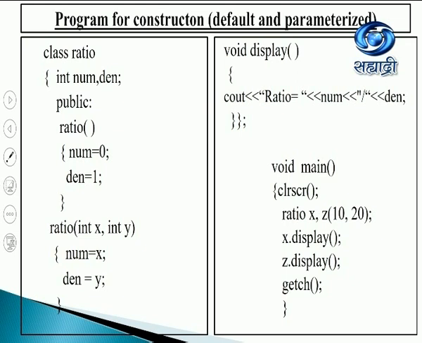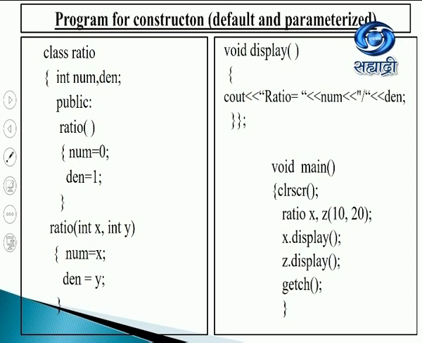I've taken a class ratio. Ratio obviously has a numerator and a denominator, so I have used variables num and den. In public, I have ratio. Since ratio has the same name as the class name, it is a constructor. And since I'm not passing any parameter to it, it is a default constructor. So I've set numerator to 0 and denominator to 1.